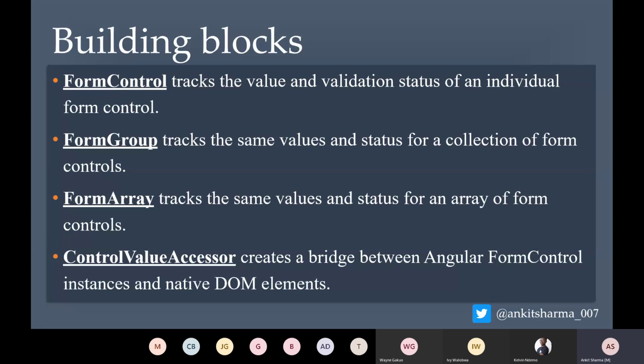For every form control, we have to track the value and the validation status, and that is tracked by the FormControl property. Similarly, we have FormGroup, which is used to track the value and status for a collection of form controls. The name itself says it is a group, so it looks at a collection when we have more than one form control. Then we have FormArray. It is used to track the values and status for an array of form controls. If we have an array of form controls, then we will use the FormArray.